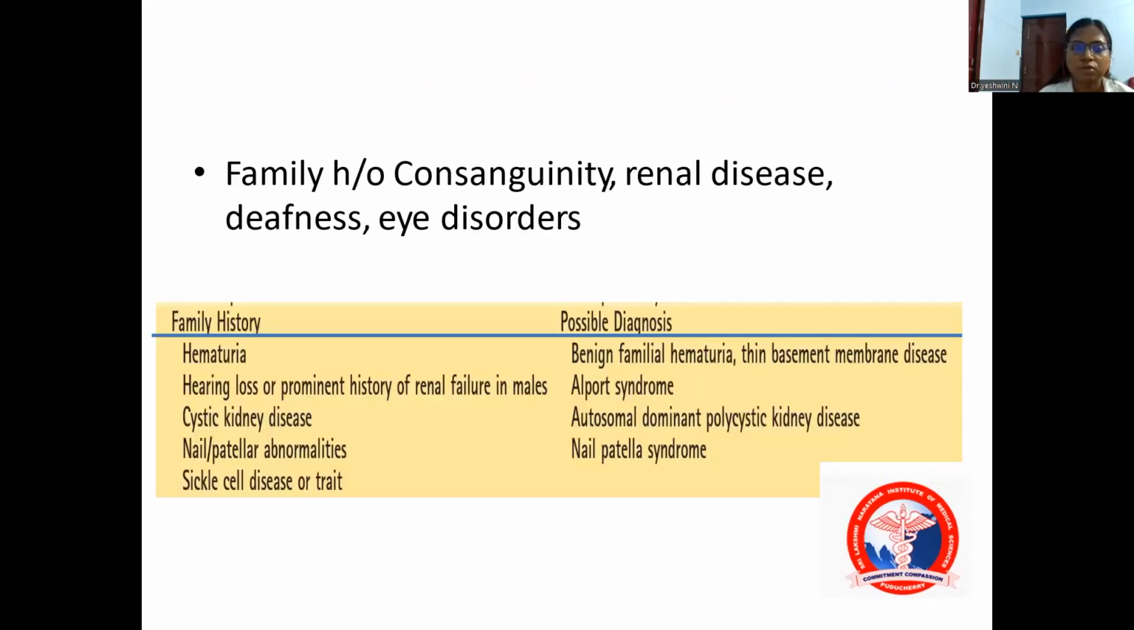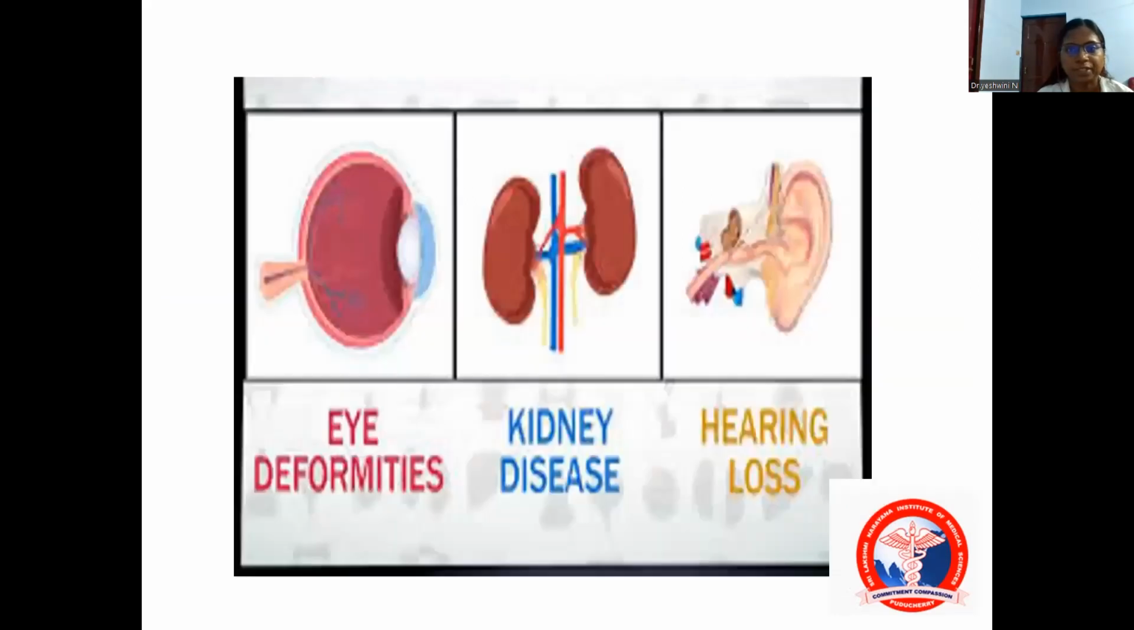Definitely you should ask about family history, because some renal disorders occur in families. Definitely ask for consanguinity, as well as renal disease, deafness and eye disorders. Why consanguinity? Because some diseases run in families, right? Think of thin basement membrane disease, Alport syndrome, everything. If associated with hearing loss, think of Alport. Nephritis, think of cystic diseases, cystic, think of ADPKD, autosomal dominant polycystic kidney disease. Nail and patellar abnormalities, think of nail-patella syndrome. And if the family history has sickle cell disease, also think of sickle cell disease in the patient.